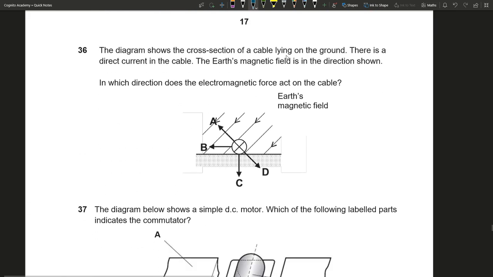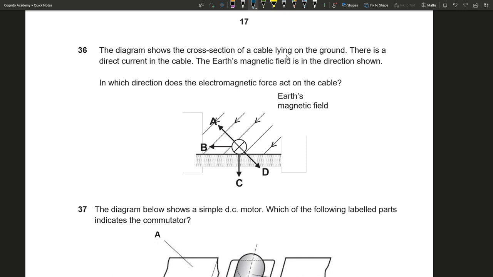Question 36. The diagram shows the cross section of a cable lying on the ground. There's a direct current, and from the direction, the current is into the plane of the paper. The Earth's magnetic field is in this direction. In which direction does the electromagnetic force act on the cable?